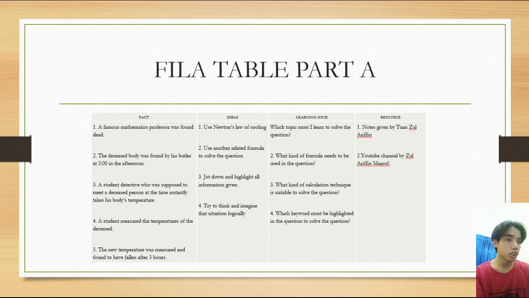Then the resources are the notes given by Tuan Zul Arifin, and then the YouTube channel by Zul Arifin Ma'aruf. So that's all from me.